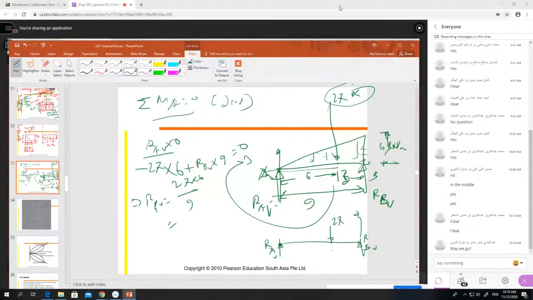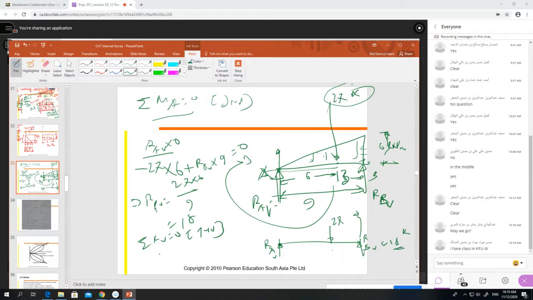27 into 6 divided by 9, so 18. So RBV is 18 kilonewton. If RBV is 18 kilonewton, summation of vertical force equal to 0. Take the positive.